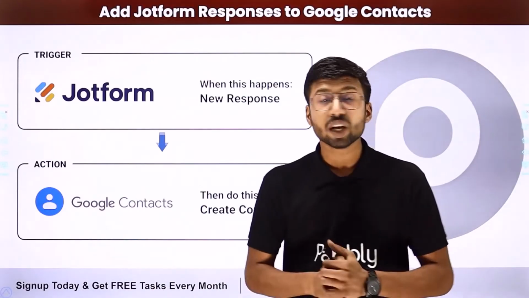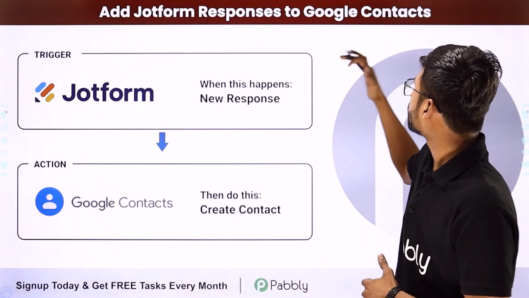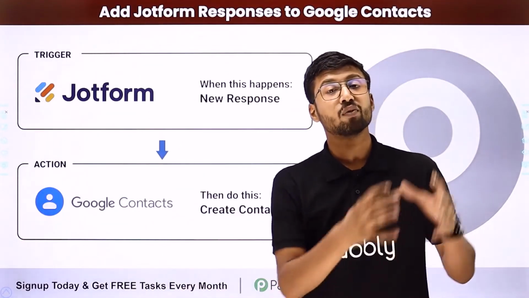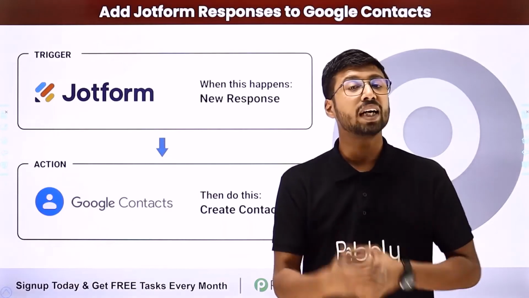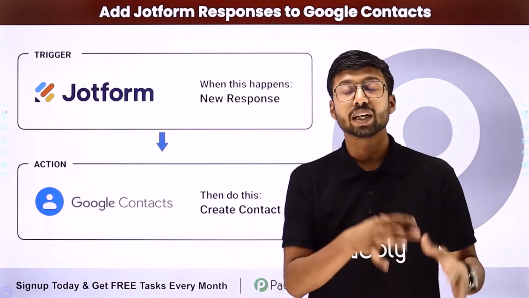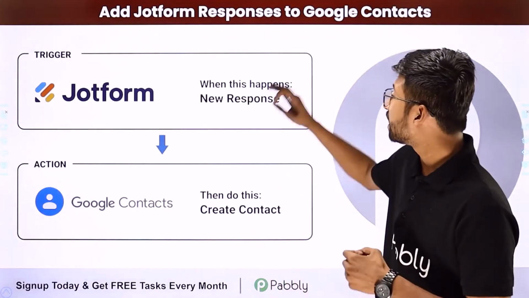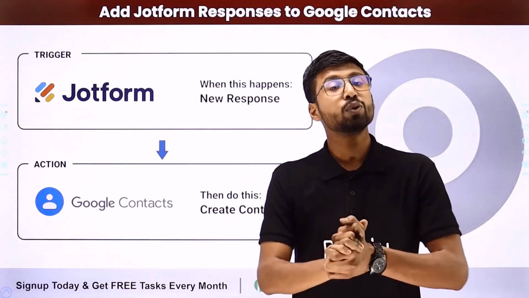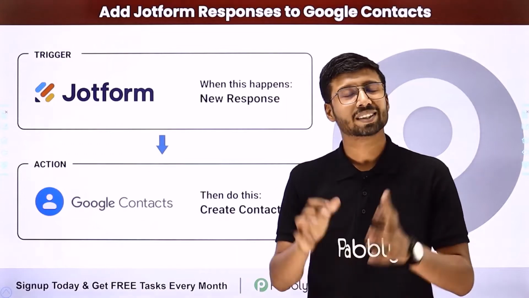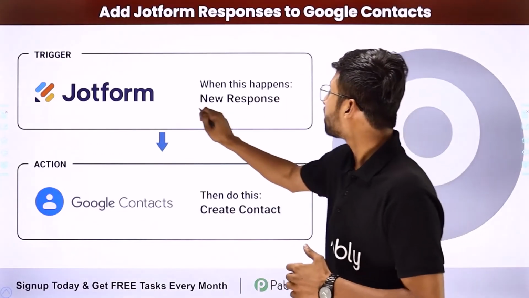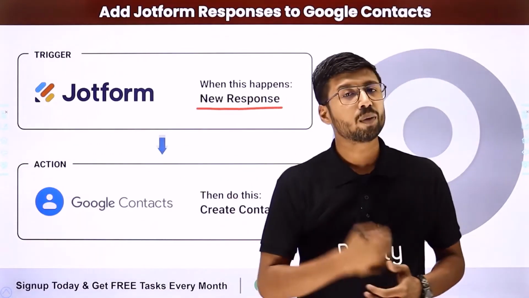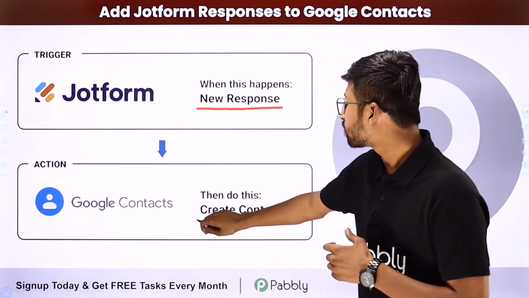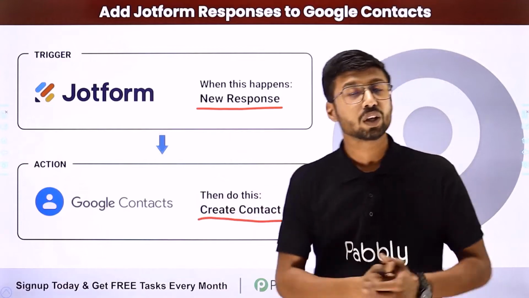So in this video, we are going to learn how to add Jotform responses to Google Contacts. Now suppose guys, you have created some kind of online form using Jotform and you want that whenever a user is going to enter some details and submit the form, automatically that user should be added as a new contact in Google Contacts. So let me tell you, you can completely automate this process. So in this automation, whenever a new response will be received in Jotform, automatically with the same form submission details, we will add user as a new contact in Google Contacts.